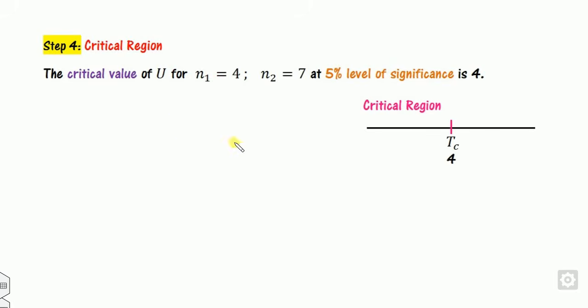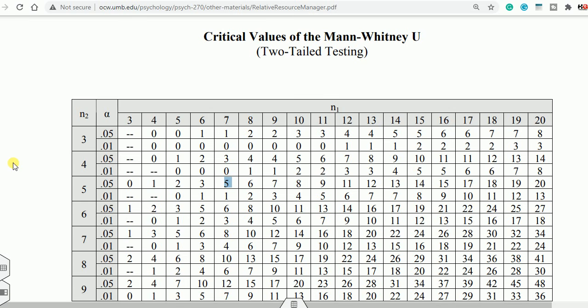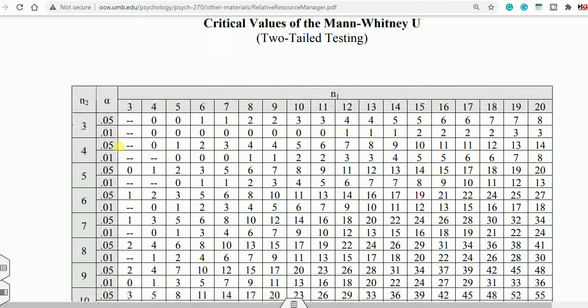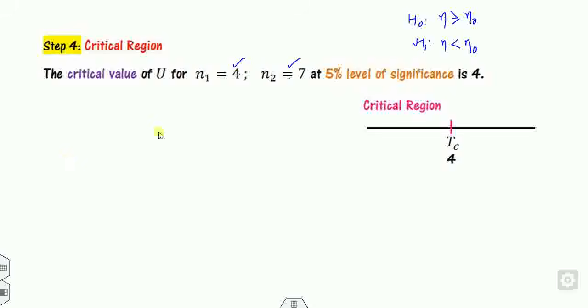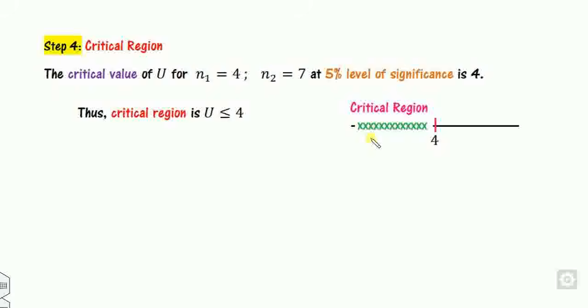You have to find the critical value for n1 4 and n2 7 at one tail, because H0 is greater than or equal to and H1 is less than. Since it is a less than, this is a one tail test. We go to the one tail table. This is the value for n1 4 and n2 7, and the critical value is given as 4. So TC is 4, and the critical region is less than this.